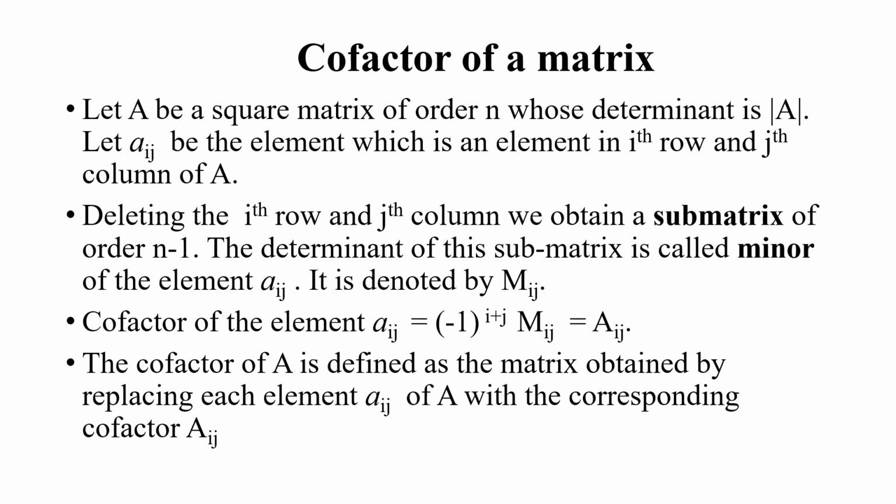The cofactor of the element Aij is nothing but minus 1 to the power i plus j into the minor of the element Aij, that is Mij. The cofactor of the element Aij is denoted by capital Aij. So we find the cofactor of the whole square matrix A, which is defined as the matrix obtained by replacing each element Aij by the corresponding cofactor Aij.